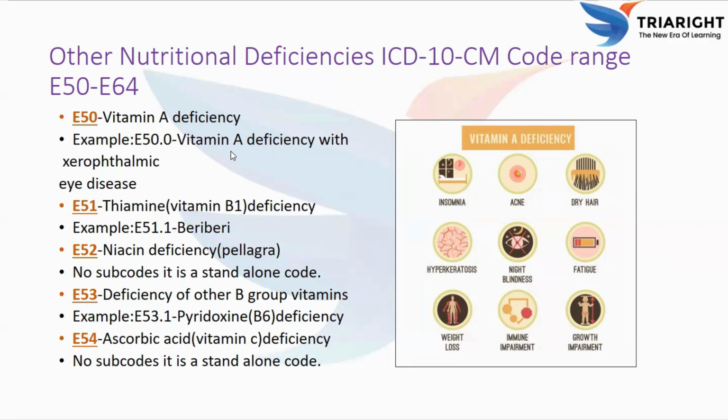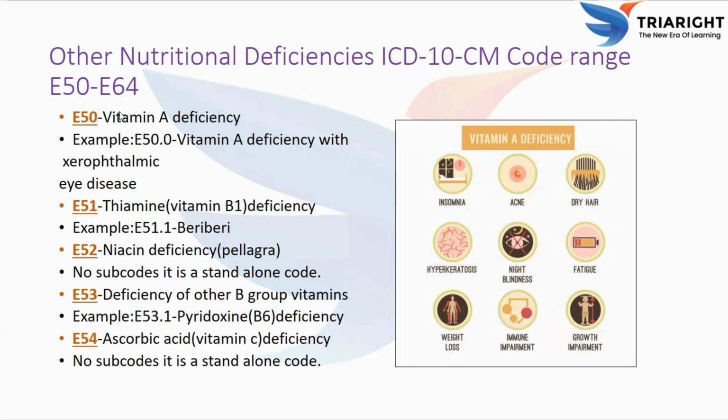So what is the function of vitamin A? It maintains healthy vision, skin, and also the immune system. So what does the deficiency cause? You can observe the poor diet, fat malabsorption, and prolonged illness. Here you can see in the picture, these are all the symptoms of vitamin A deficiency. You can observe insomnia, so lack of sleep, acne, and also dry hair, hyperkeratosis, night blindness. You cannot have good vision at night. Fatigue means low energy, weight loss, and also growth impairment.